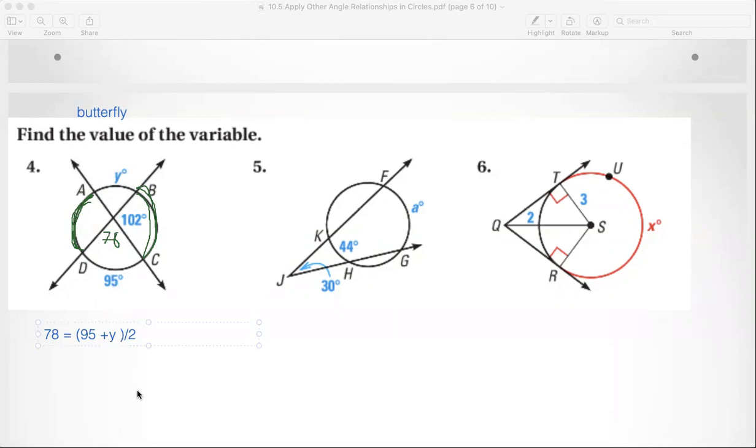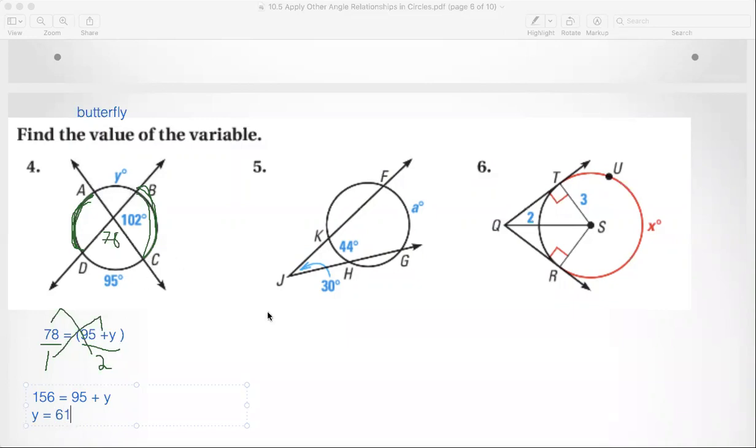So this is going to require some algebra. So the first thing I would do, you know, I actually don't like dividing by 2 written like that. I'm going to handwrite it like this. It's better to write it like that. So let's go ahead and solve for Y. So the first thing I would do is put this over 1, and then I would cross multiply. Okay, so 78 times 2 is 156 equals 95 plus Y. And then 156 minus 95, so Y is 61.